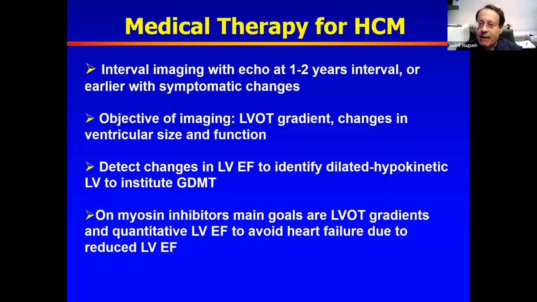Echo can guide dynamic obstruction. First, there is medical therapy. Interval imaging at 1 to 2 years is reasonable, or sooner if there are symptomatic changes, because sometimes you can see patients who do not have obstruction may manifest it later on, and sometimes you see the unfortunate group of patients where ventricular systolic function starts to drop. What is the main objective of imaging for patients on medical therapy? You want to look at ventricular size and function, and you want to look for dynamic obstruction.